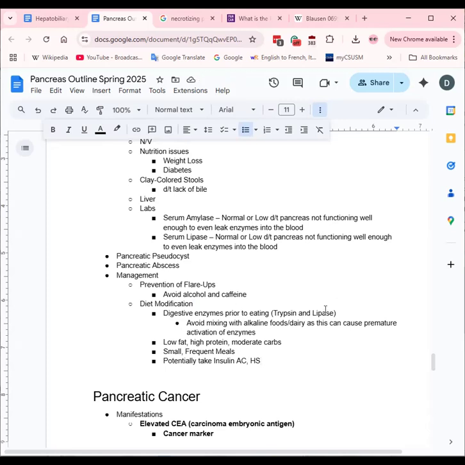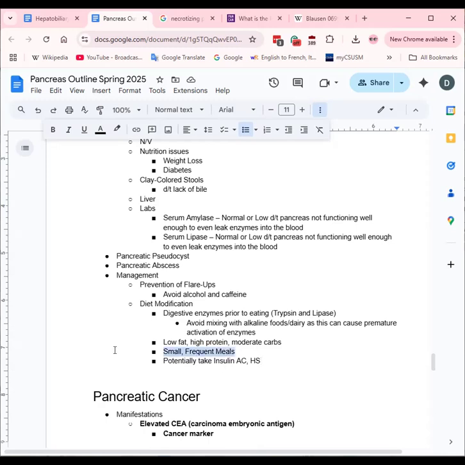digest properly. Something that is good to know is that they want to avoid mixing these enzymes with dairy because it can cause the enzymes to start taking effect earlier than they should, and it could either be wasted or it could just cause damage to the mouth because these enzymes are going crazy and causing damage.